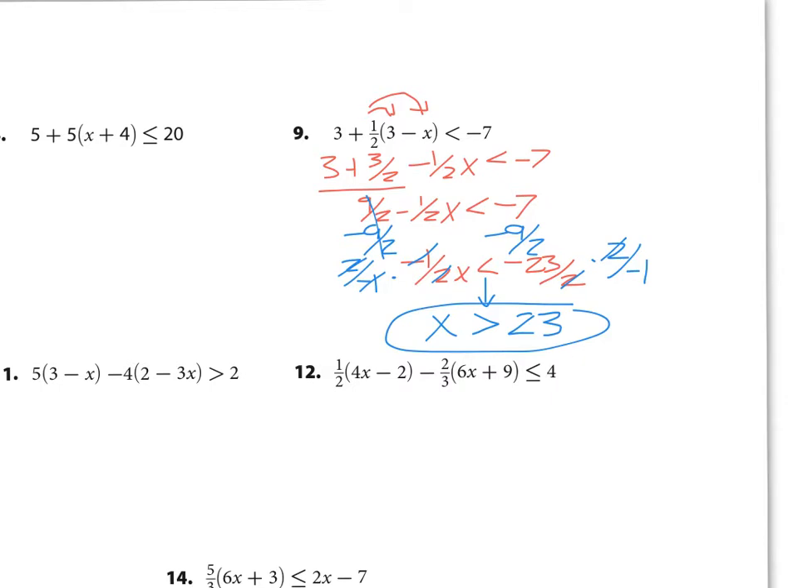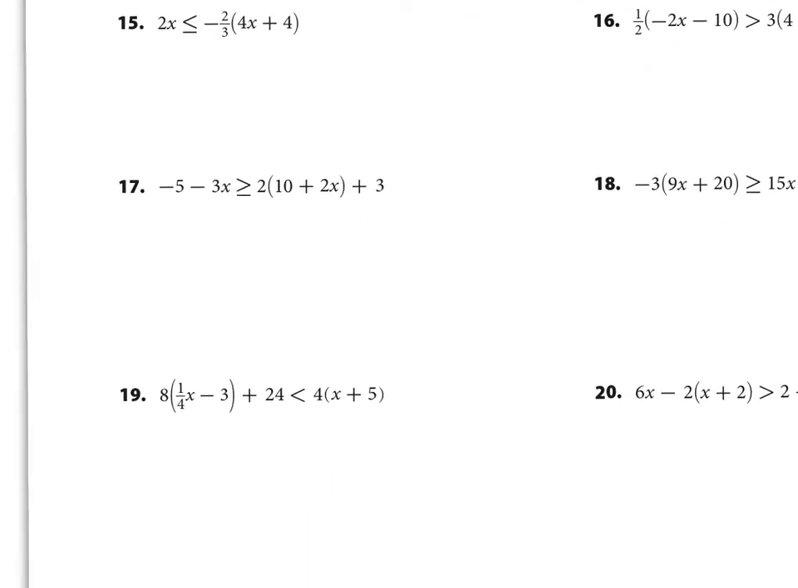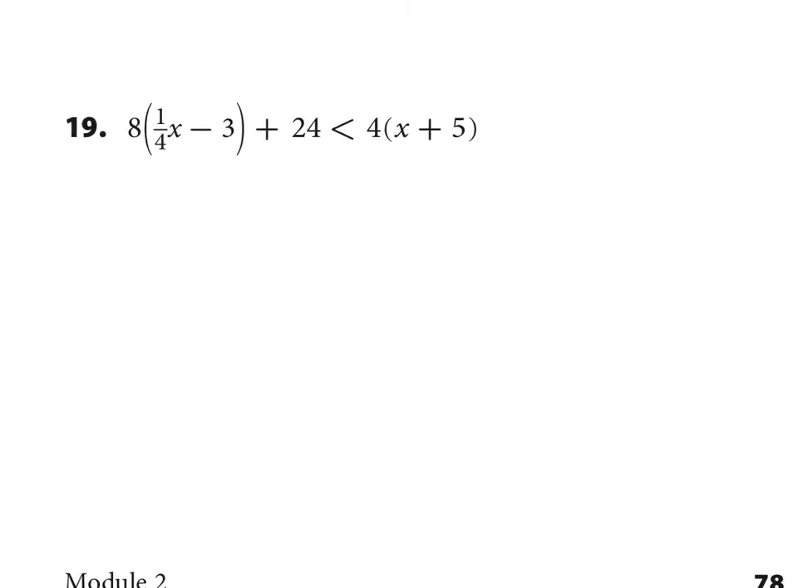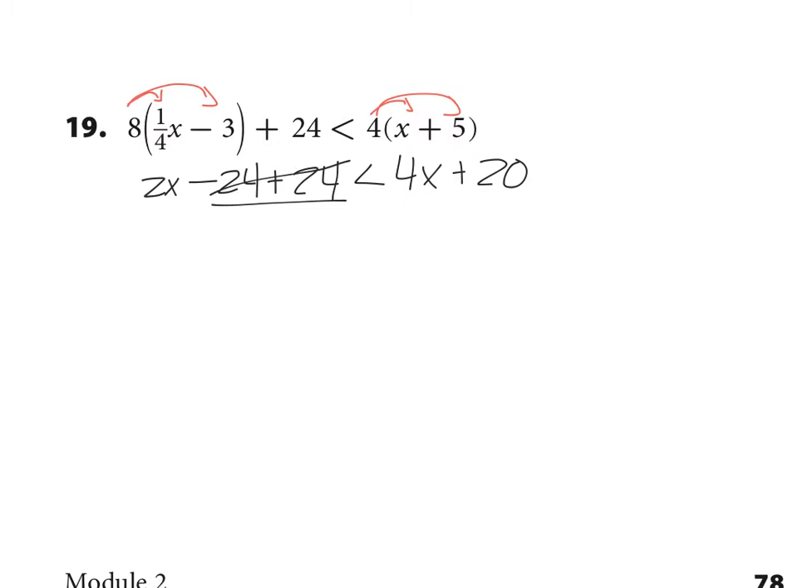Okay, let's go on down to problem number 19. It looks pretty complex, a lot of steps here, but again, it's just solving an equation is all it is. So the first thing we do, again, I'm going to do distributive on this side and on this side. If I do that, then I get 2x minus 24 plus 24 is less than 4x plus 20. Right here, those 24s are going to cancel. So I get 2x is less than 4x plus 20. I'm going to subtract 4x from both sides so I get my variable on one side. That's going to give me negative 2x is less than 20.